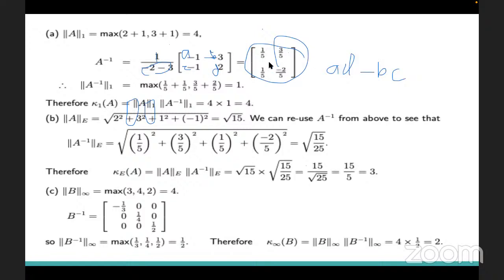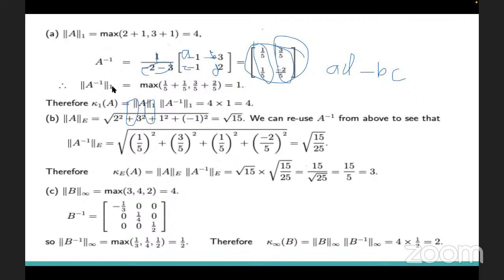This is A inverse. So if you now want to find the one norm of A inverse, remember we are doing column sum, right? For one norm, we sum this and we sum this. Then the largest of them is what we use as our one norm. All right. So 1 all over 5 plus 1 all over 5 and 3 all over 5 plus 2 all over 5. We look for the maximum, right? The maximum is 1. So that is the norm of A inverse, 1.